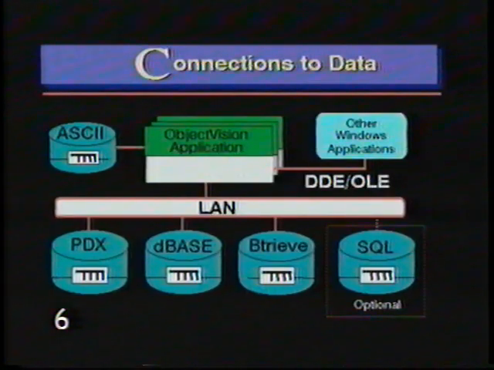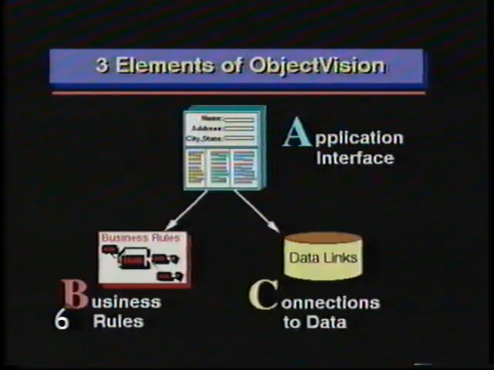Finally, we covered connections to data. Business applications must be linked to data, and Objectvision makes it easy because data links are an integral part of the product. You can connect to Paradox, dBase, and Btree files, as well as other Windows applications. Objectvision's visual ABC approach benefits both non-programmers and experienced developers. Non-programmers because they can now develop their own powerful Windows applications. And developers benefit because now application creation under Windows has become much easier.